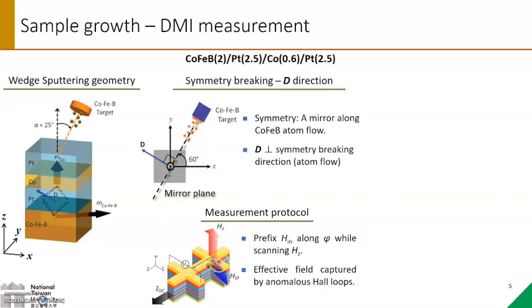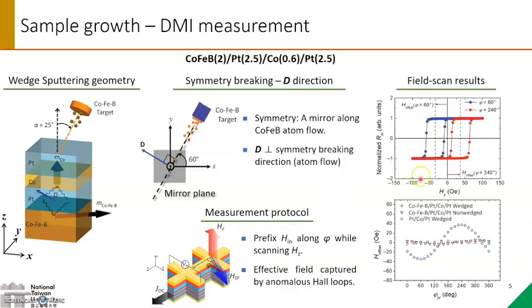where a constant in-plane field with a specific phi direction fixes the IMA magnetization while scanning the HZ field to capture the PMA hysteresis. The results show an indeed sizable shift in the switching boundaries, which we termed edge offset, which heavily depends on the phi direction and does not exist in control samples.